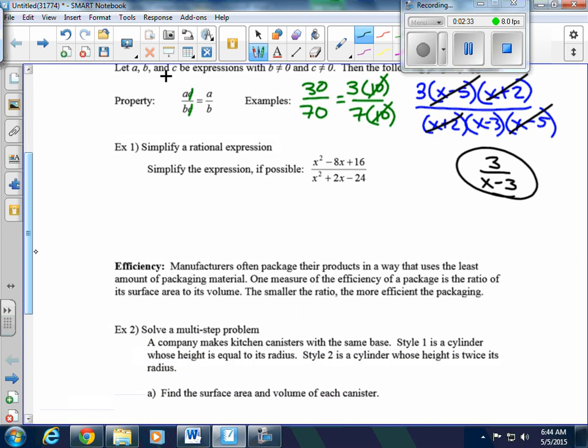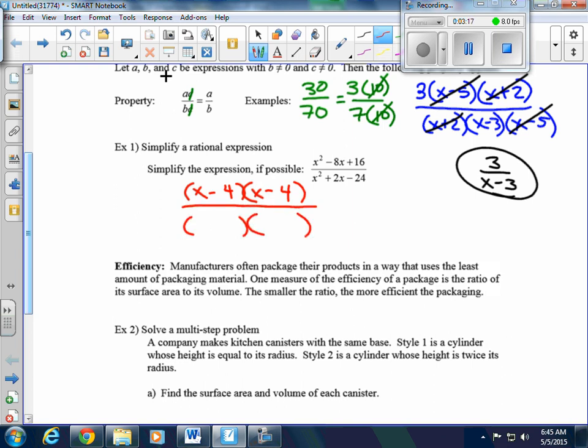So when we look at example 1, we have a polynomial in the numerator and a polynomial in the denominator. Okay, much of this section is going to be review of what you remember about factoring. You have to be able to factor these polynomials. So we're going to take the numerator and factor it. We're going to have x and x. Factors of 16: we're going to go 4 and 4, and they're both going to be negative. So that's how we would factor that one.